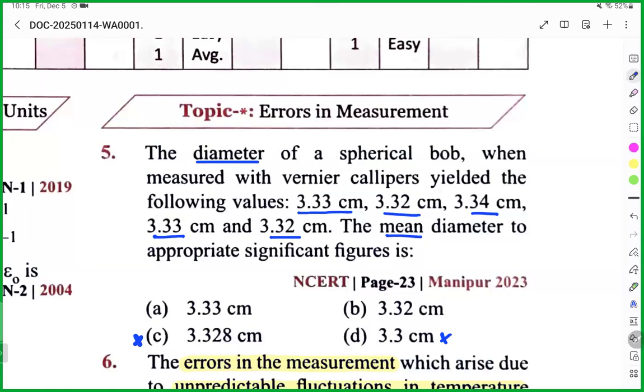Remember, this is a question of significant figures. Now you have to calculate between these two. What will you do? You will add all of them. 3 plus 2 is 5, and 4 is 9... carrying over, 16 in total. Divide by how many values you have? 5. 5 threes are 15, remaining 1.